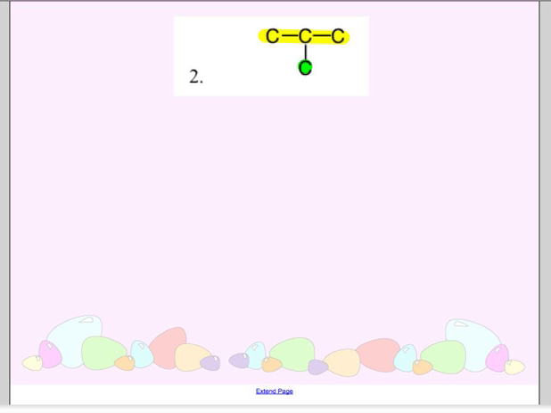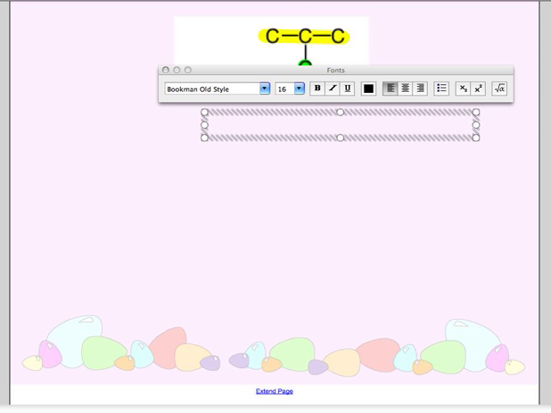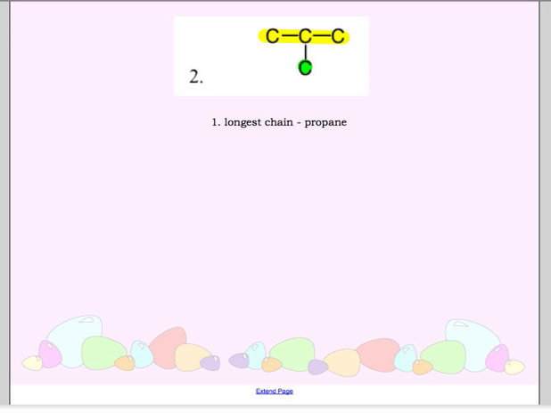So the first thing that we're going to worry about, our first step, is longest chain. And if you look up 3 carbons, it's meth, eth, prop is our prefix. And we are going to end it with a-n-e. So this guy is going to be called propane.